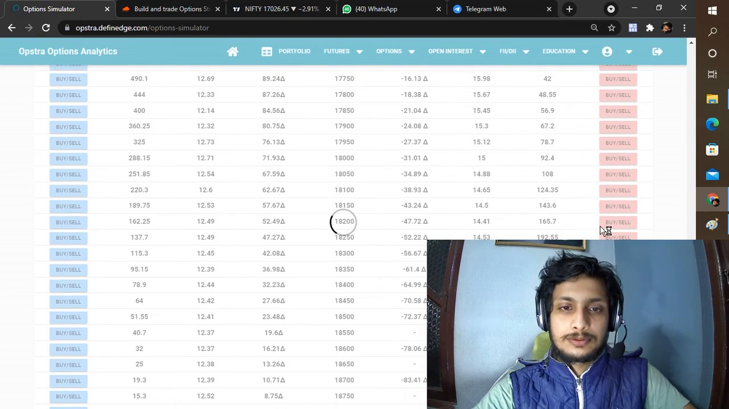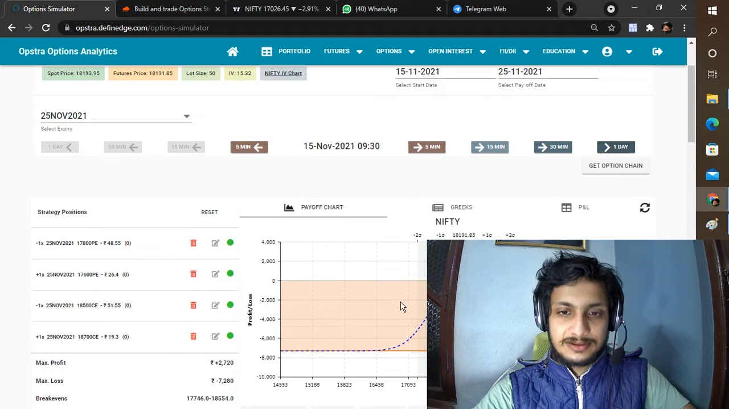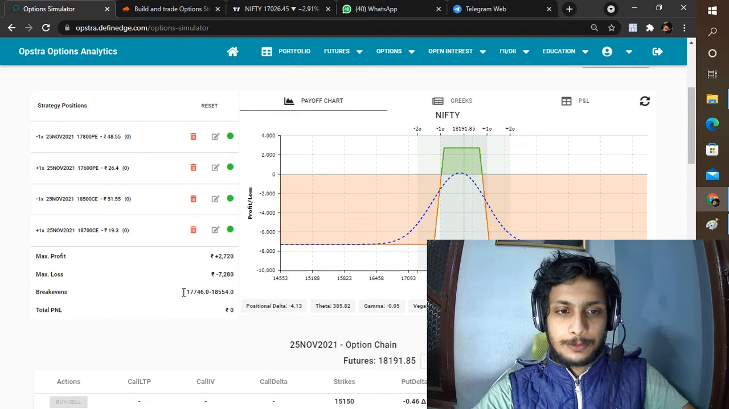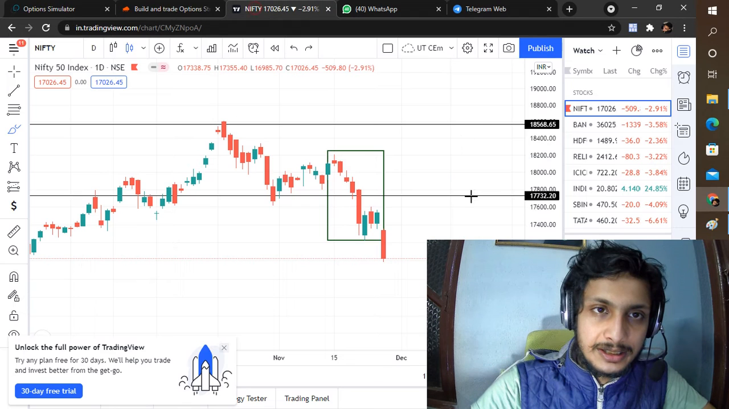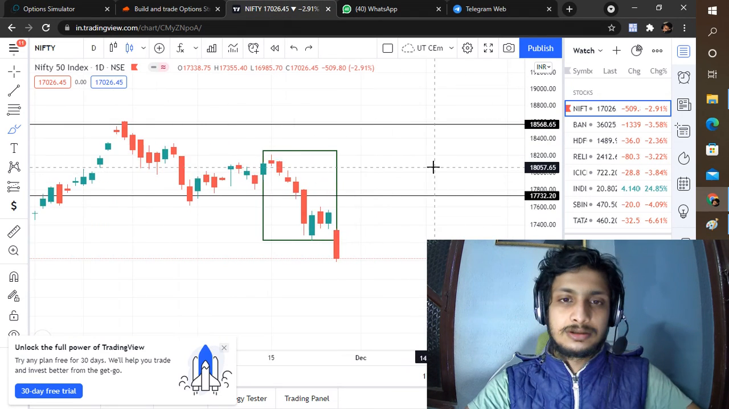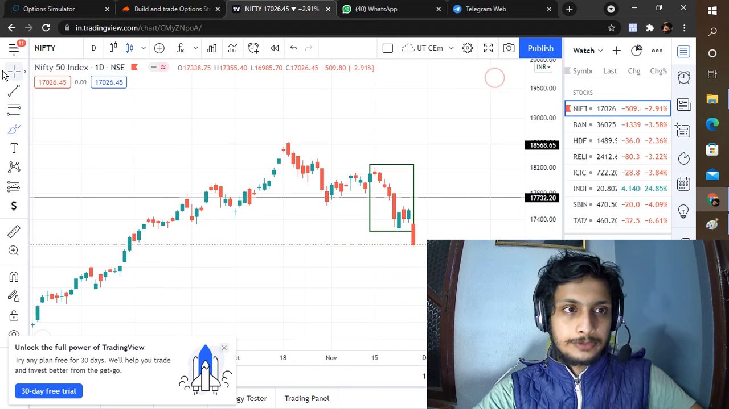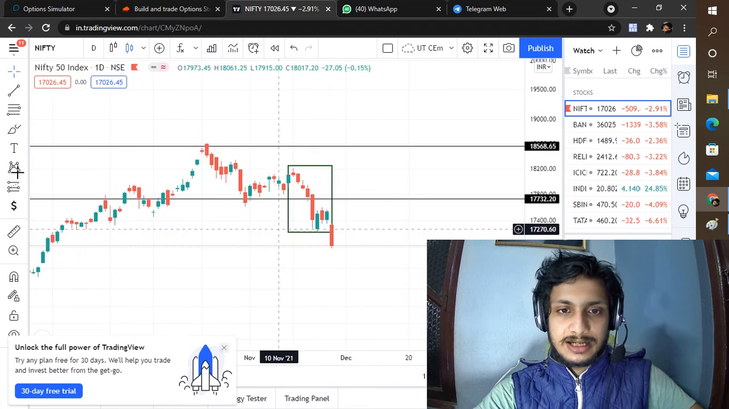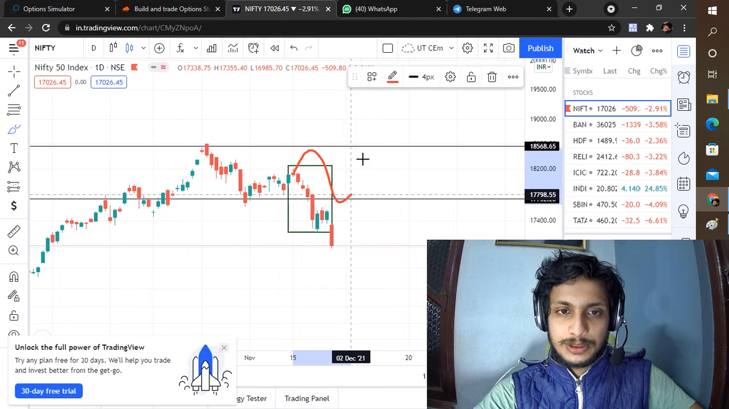Okay, so initially my position was like this, and these were the break even points, around 17,750 to 18,550. I have marked these ranges on the charting window, and from this point of time my viewpoint was that the market is going to be within this range.